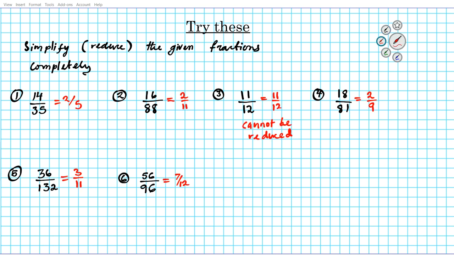Alrighty, ladies and gentlemen, hopefully you had a chance to try out these 6 practice problems. Here are the correct answers. Take a look at question number 3. You notice that not all fractions are reducible. You're not always guaranteed to find a common factor that you can reduce a fraction by. So number 3 is kind of like a trick question where you do not have a simpler form.